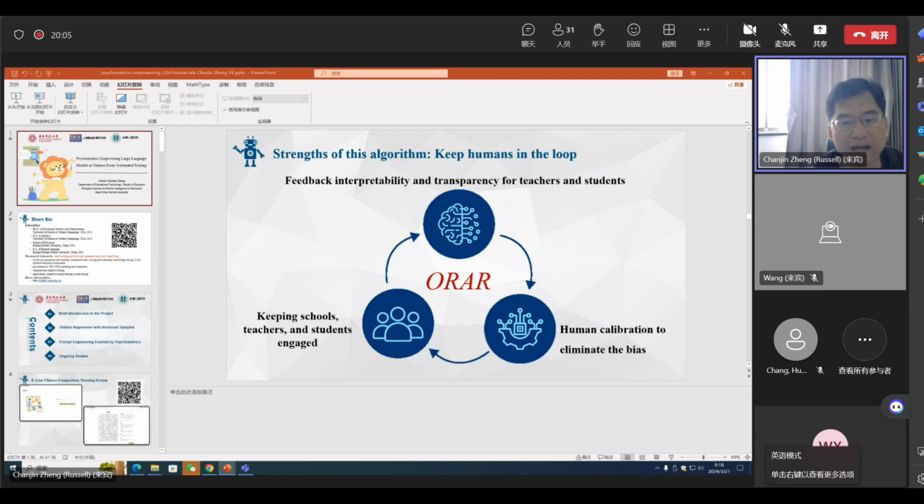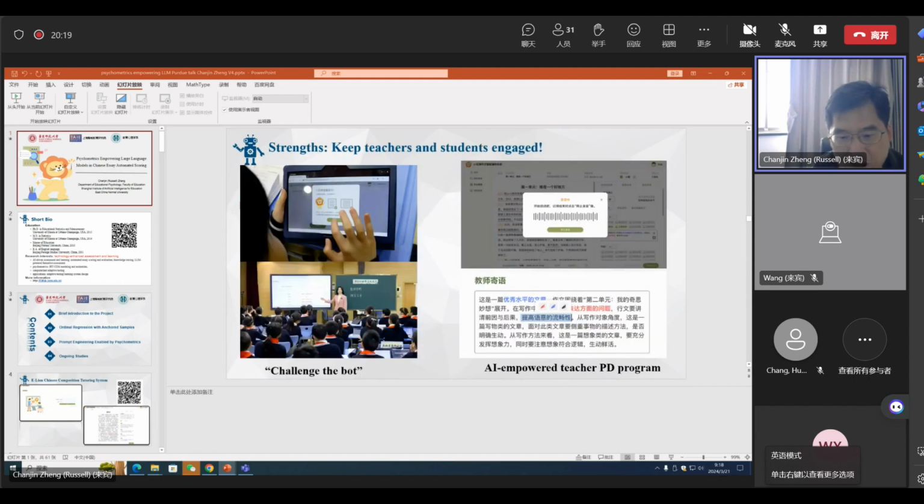The most important, or maybe more interesting, thing in our project is keeping schools, teachers, and students engaged by such a setup. For example, we tell children to challenge the bot, which means they can challenge the machine-generated scores and feedback. Of course, it's only a learning activity and does not have any real effect on the algorithm in the system. But for teachers, it's a real thing.